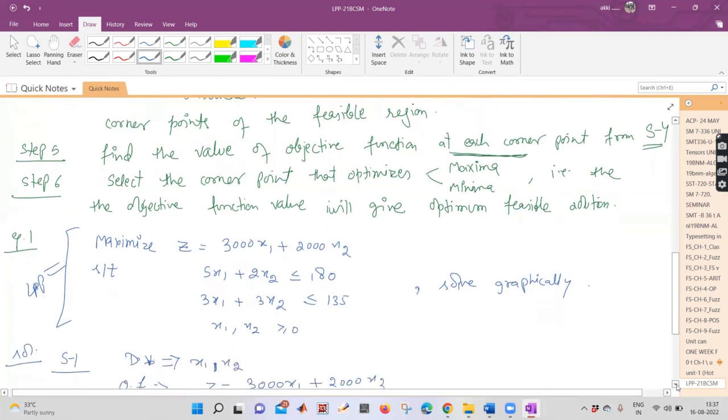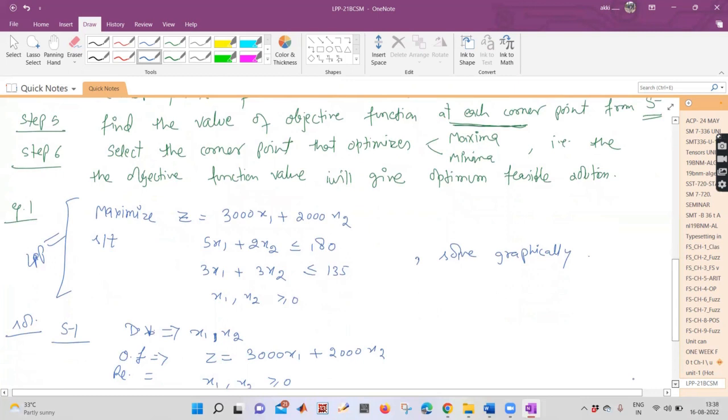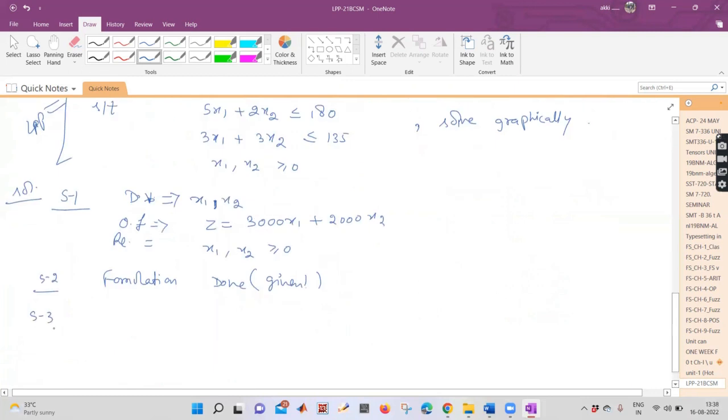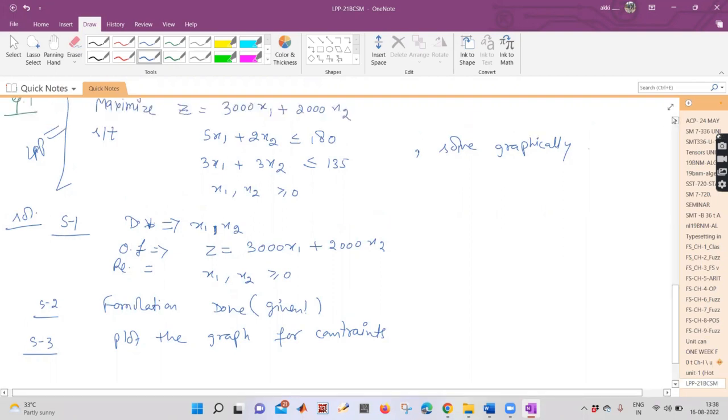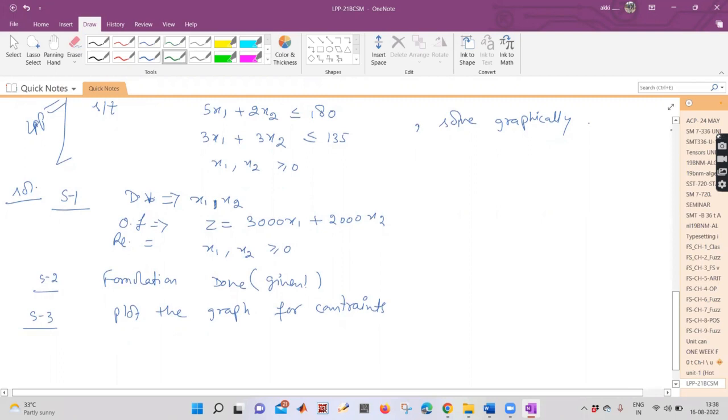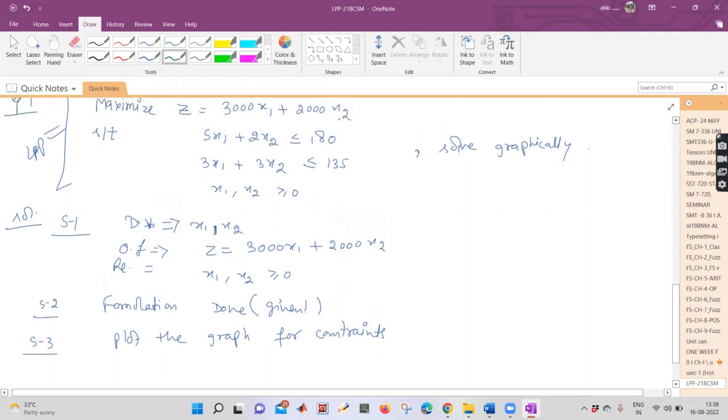Now I need my step 3. Now we need to plot the graph. Plot the graph for constraints. So now you see how we are going to plot this. How many constraints are given here? This is your objective function. So these are 2 constraints.